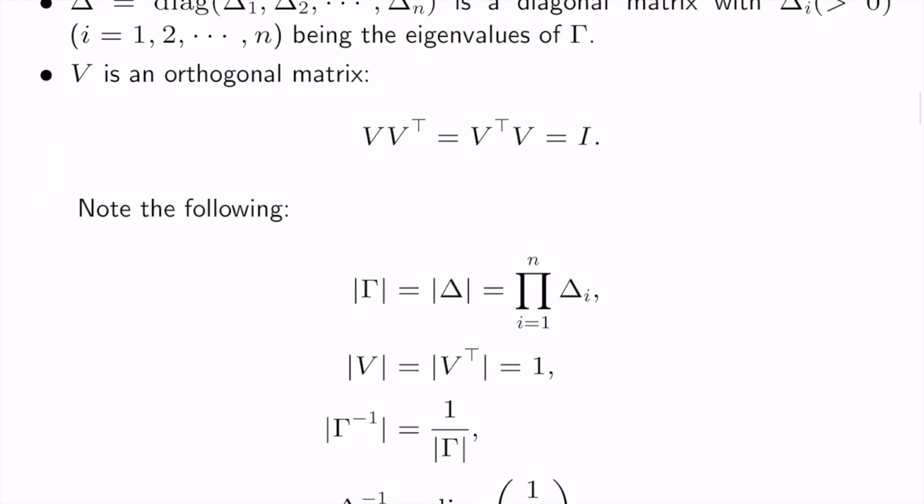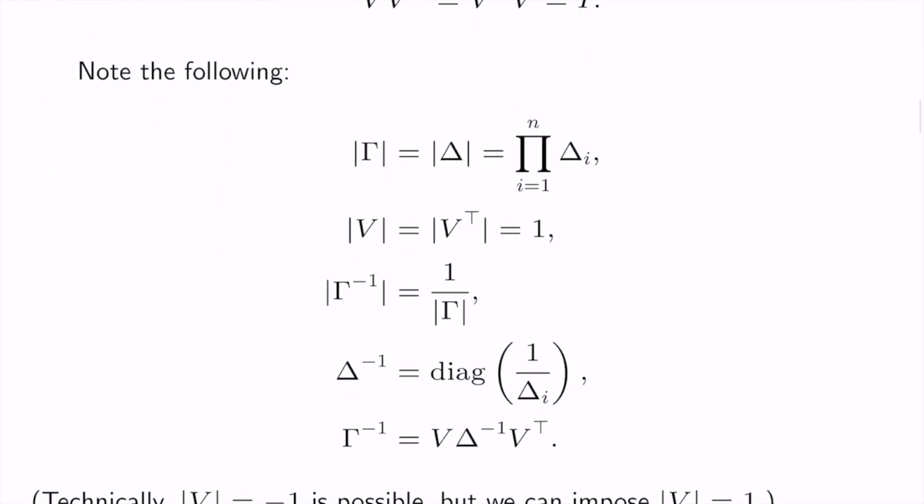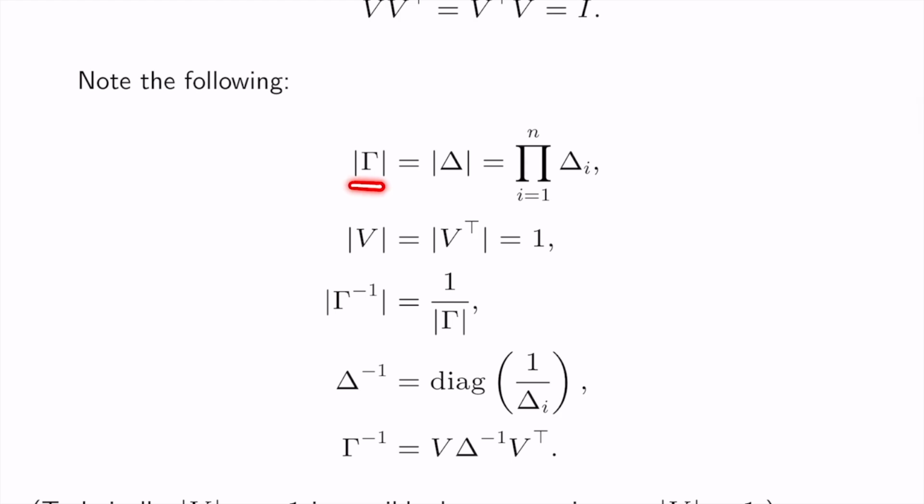Here we note the following basic properties of these matrices. First, the determinant. We denote the determinant in this way. The determinant of gamma is equal to the determinant of delta, which is the product of all the eigenvalues, so these are the diagonal elements of this matrix delta. And the determinant of V is equal to the determinant of V transpose, which is equal to 1. And the determinant of gamma inverse is equal to 1 over the determinant of gamma.